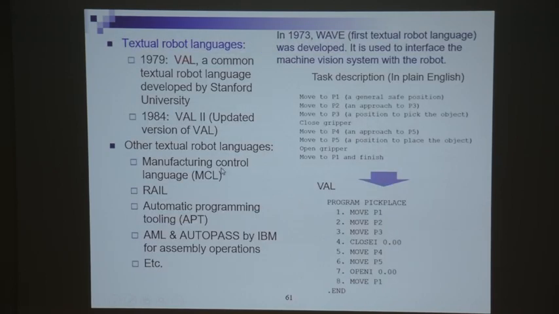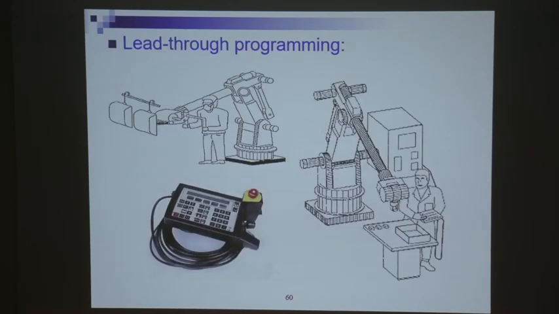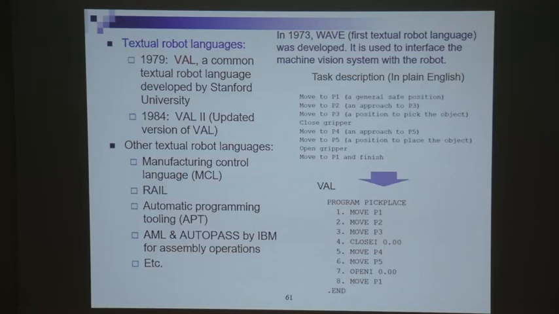So when you actually program the robot itself, you have the read tool programming. And then the other way is via something called a textual robotic language. A textual robotic language is close to human language, so that it's easier to understand and program. The first textual robot language came out in 1973. It's known as Wave, and it was used to interface the machine vision system with the robot.